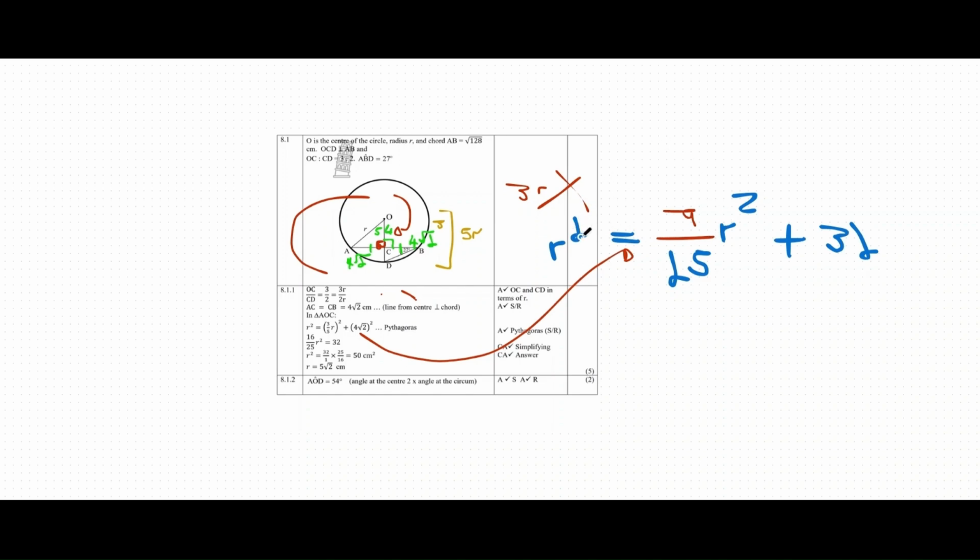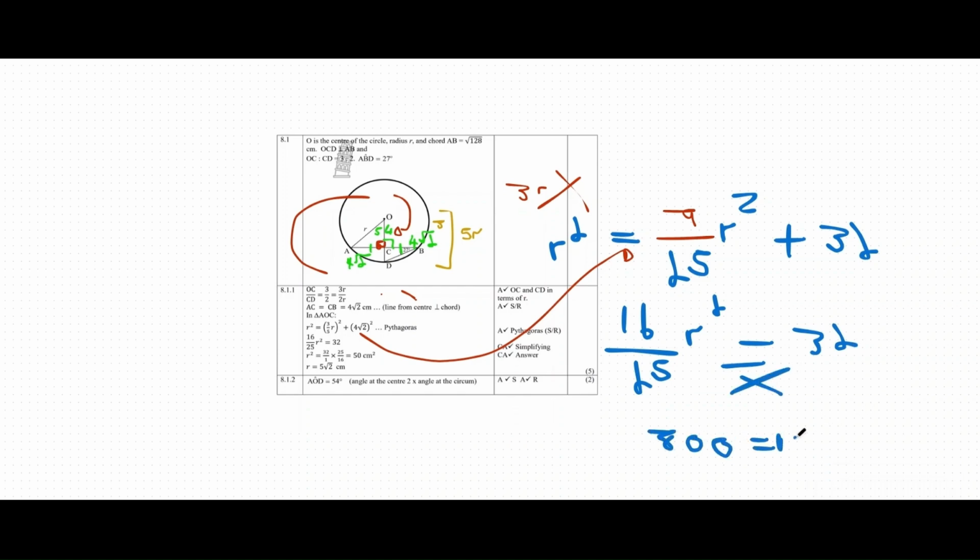Now we're going to take 9 over 25 R squared over to the other side because they're like terms. They both have R squared. That's going to give us 16 over 25 R squared equals 32. You're going to cross multiply, and that gives us 100 equals R squared, square rooted. Then you're going to get an answer of 5 multiplied by the square root of 2 centimeters.